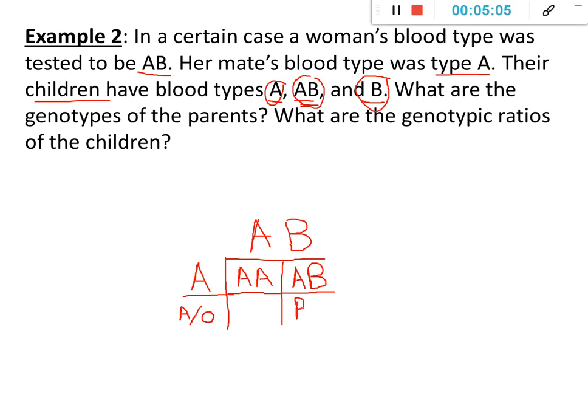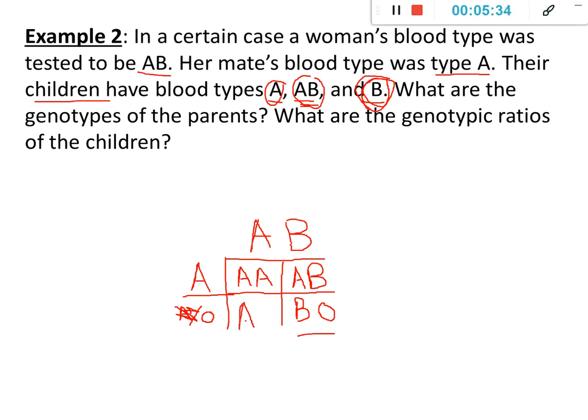The only way you could get type B blood would be if you took the allele B from the mother, and you couldn't take the A from the father because that would give you AB type blood. So that father must be not homozygous for type A, but must be heterozygous, and so it must have inherited an O allele from the father, a B allele from the mother, giving it type B blood. And then we can work this one out here.